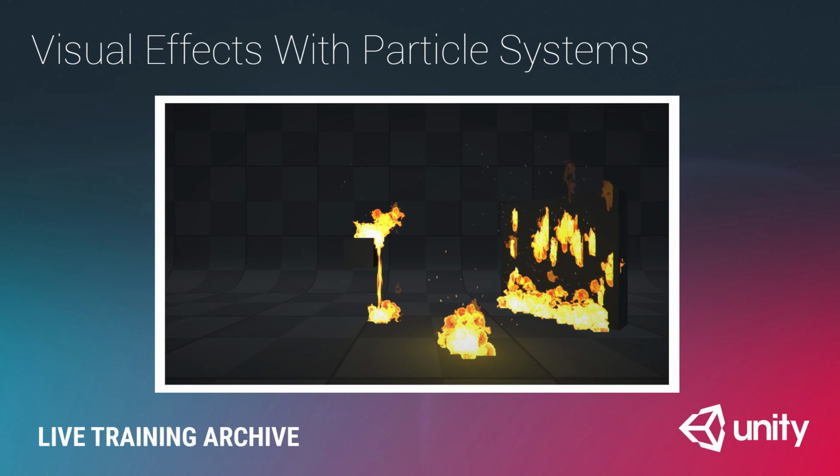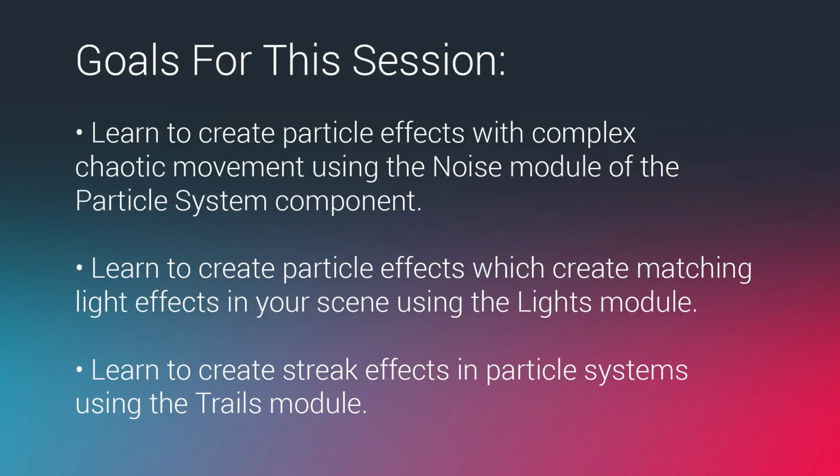And in this session, we're going to be taking a look at visual effects with particle systems. So the goals for this session are to learn to create particle effects with complex chaotic movement using the noise module of the particle system component. We're also going to learn to create particle effects which create matching light effects in your scene using the lights module. And we're going to learn to create streaking particle effects using the trails module.